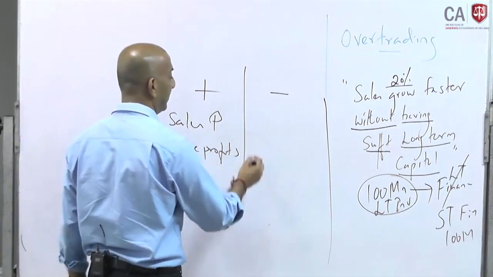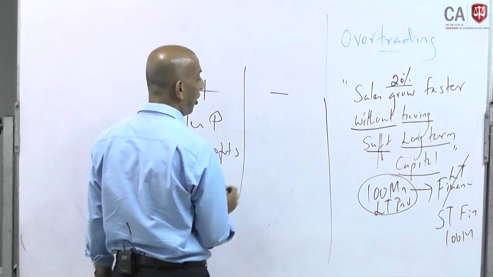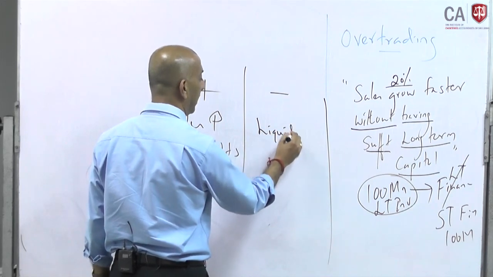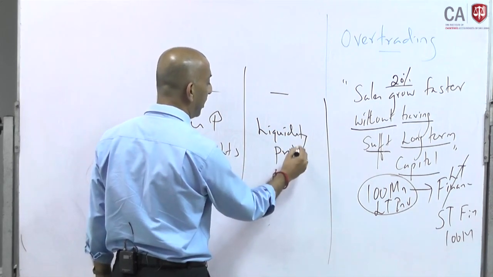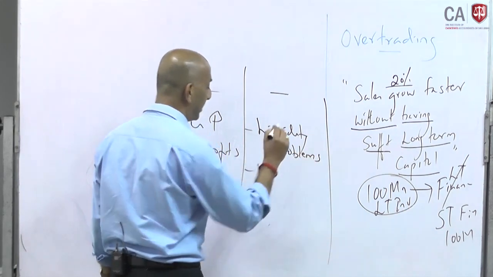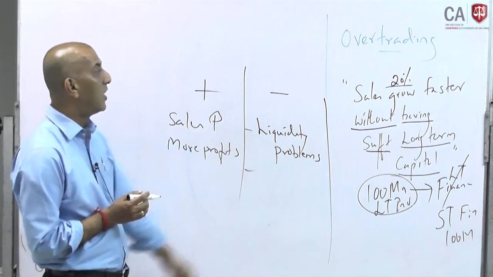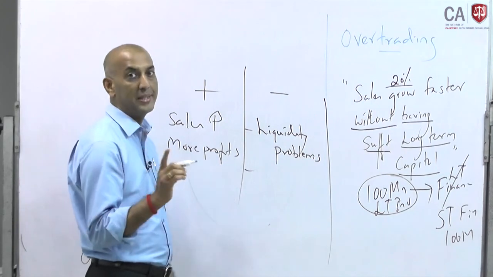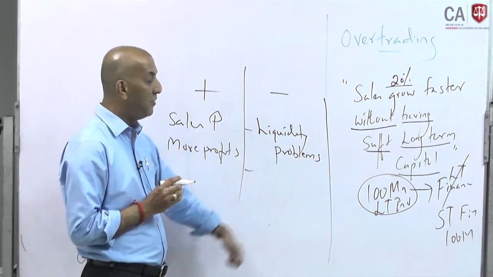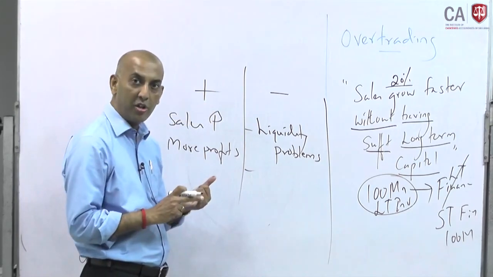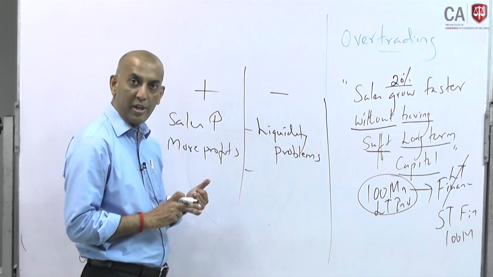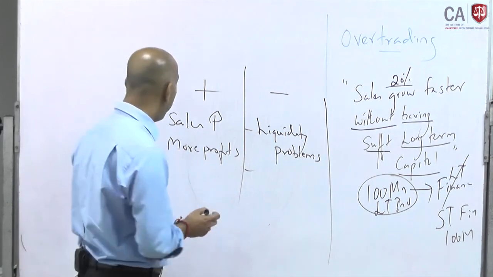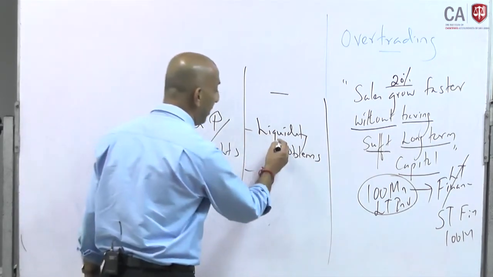What is the disadvantage? You have short-term financed your long-term capital, which means you will have liquidity problems. In the short run, you will have to face liquidity problems. This is the key disadvantage of overtrading. You are not able to meet your commitments. Why? You have borrowed short-term and invested long-term. When the bank asks for money in the short term, you can't pay. When the creditor asks for money, you can't pay. Why? Your money is tied up in long-term investments. So you have liquidity problems. Here you will have profitability, but you have a liquidity problem.